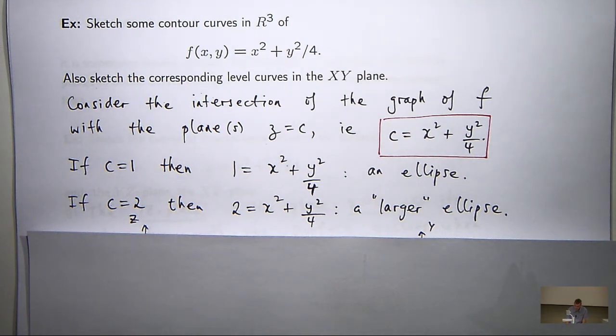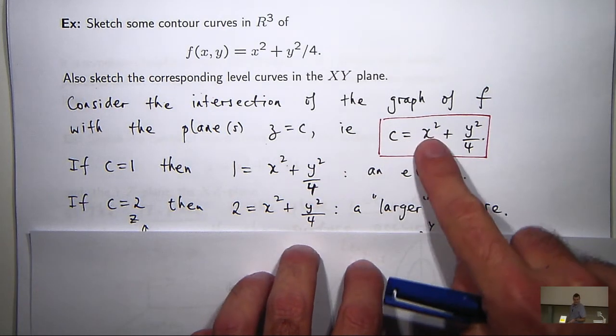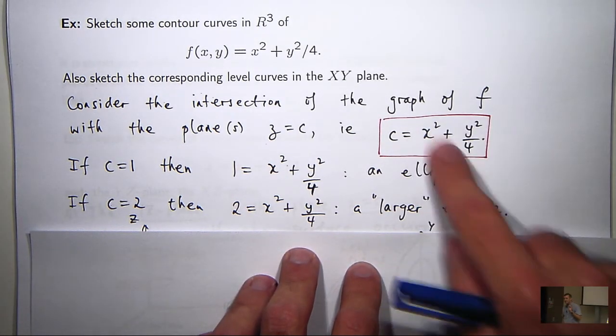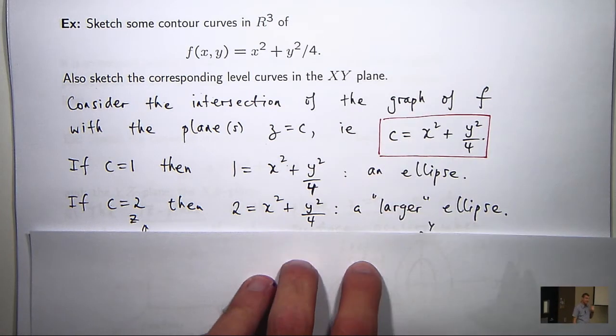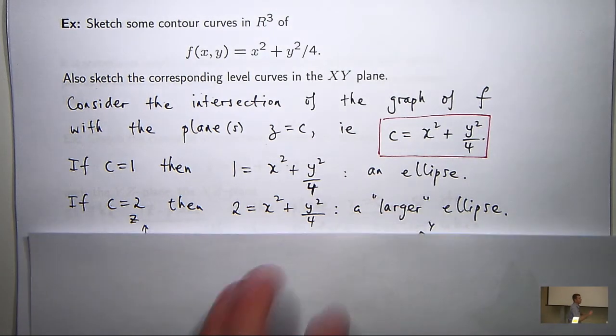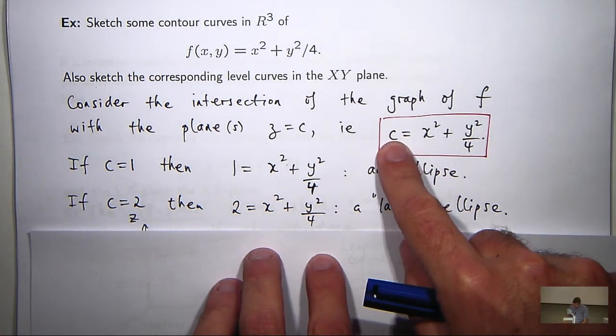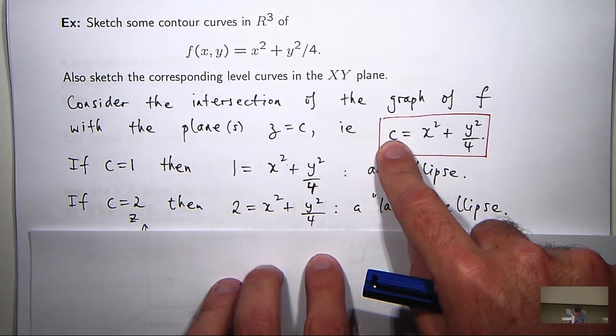Okay, what happens if we chose c equals 0? Anyone? Hands? Come on. Yes, be brave. Yeah, that's right. X and Y will both be 0. So what would our contour curve be? It will just be a point, right? Yeah, just a point. Good. Okay.